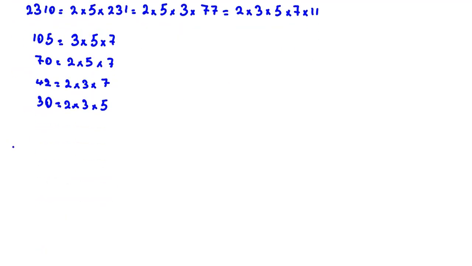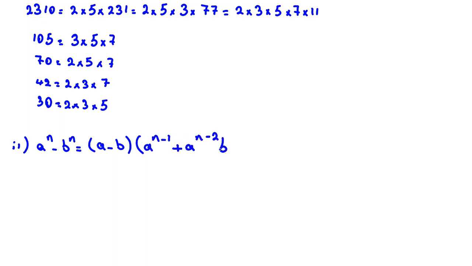The identity is what? Identity 1: a to the n minus b to the n equals a minus b times (a to the n minus 1 plus a to the n minus 2 times b plus a to the n minus 3 times b squared, and so on). Powers of a are decreasing by 1, powers of b are increasing by 1. The second last one is a times b to the n minus 2, plus b to the n minus 1.